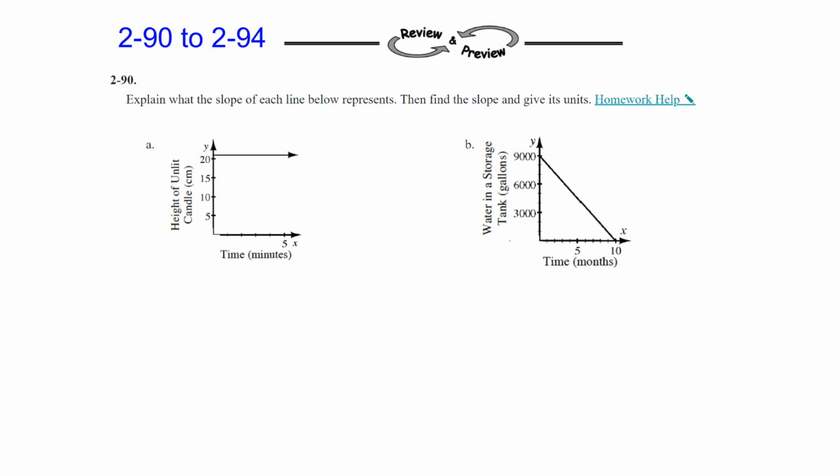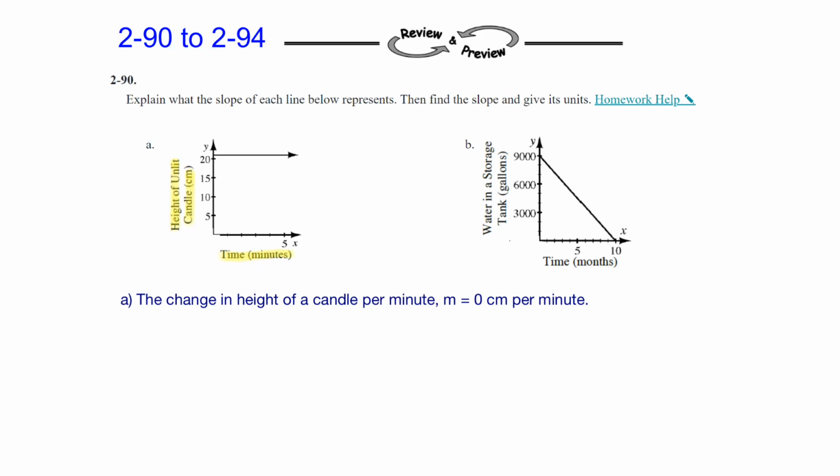On the first one, part A, you have to make sure that you are looking at the x and y axis. So the y axis is the height of an unlit candle in centimeters, and the x axis is the time in minutes. When you explain your slope, you need to do it in terms of the change of y, which is the height of the unlit candle, in terms of the change of x, which is in your minutes. So the slope of the first one would represent the change in height of a candle per minute.